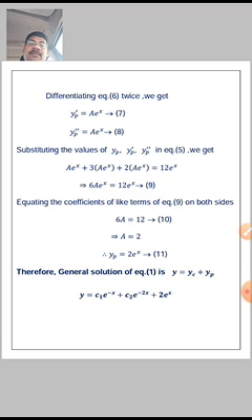Substituting in equation 5, we get 6a e^x = 12 e^x. Here 6a = 12, so a = 2 and yp = 2 e^x. Therefore, the general solution of equation 1 is y = yc + yp. Therefore, y = c1 e^(-x) + c2 e^(-2x) + 2 e^x. This is the concept of the method of undetermined coefficients.